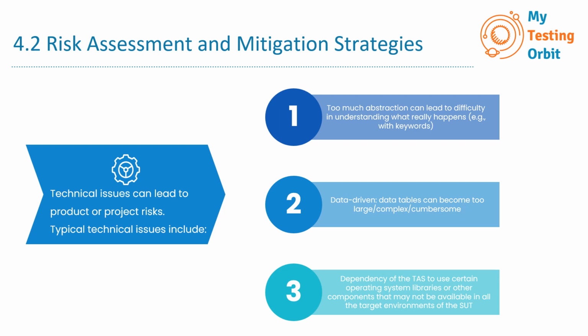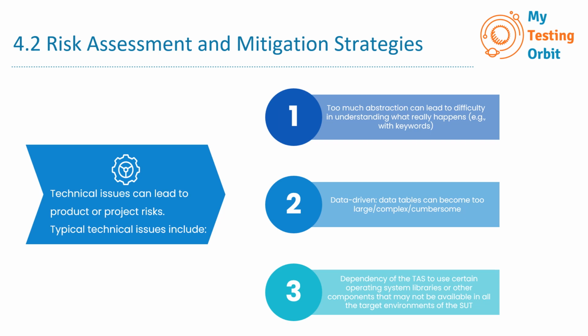Number three, dependency of the TAS to use certain operating system libraries or other components that may not be available in all the target environments of the SUT. This point addresses a common problem in software development where a TAS relies on specific operating system libraries or other components. If these dependencies are not available in all the target environments of the SUT, it can result in significant risks, like there can be compatibility issues.